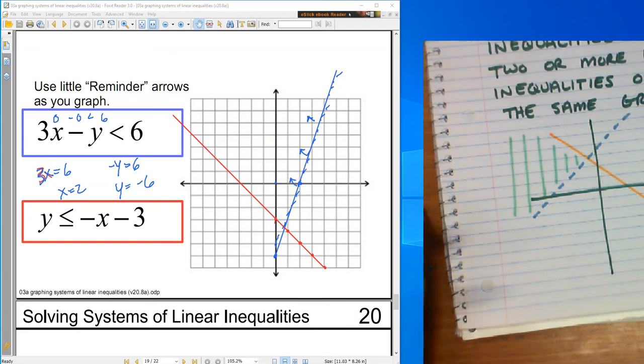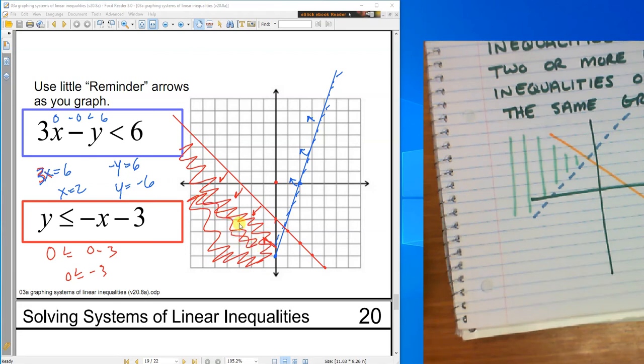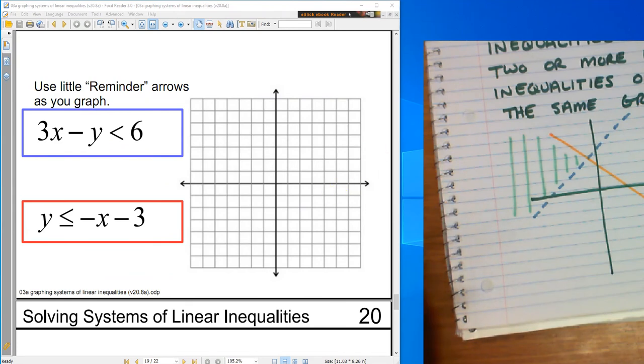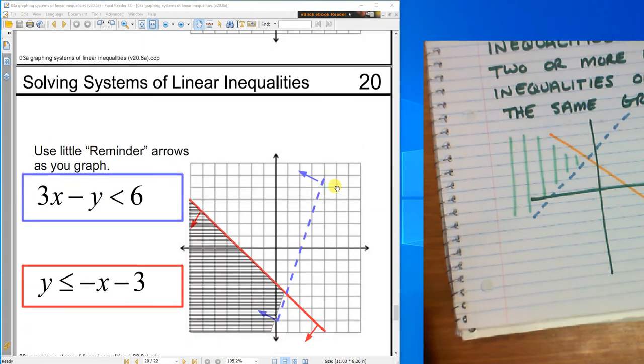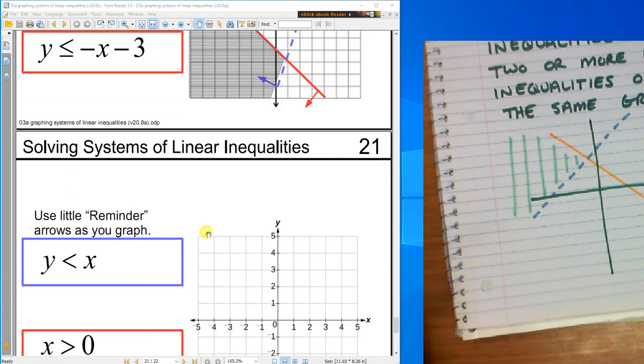Let's test the red. 0 is less than or equal to 0 minus 3. 0 is less than or equal to negative 3. That is false. So this point is false with the red, which means I'm going to shade under the red. So I want to be on top of the blue, but under the red, which means all of this is the area that works. On top of the blue, under the red, that's the area that works.